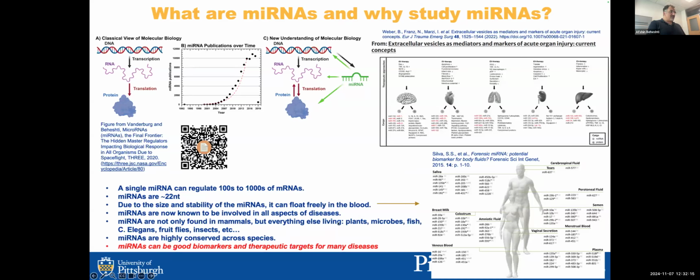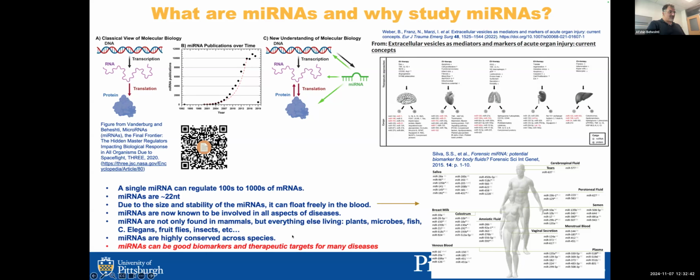One microRNA can bind through this 8-base seed region to genes, and could bind to hundreds or thousands of genes. So they can regulate lots of pathways, right? And due to their size and stability, they can be found floating freely in many parts of your body. Every bodily fluid that exists, microRNAs are there. They're involved with a lot of healthy functions, but they're also known to be involved in all aspects of disease.